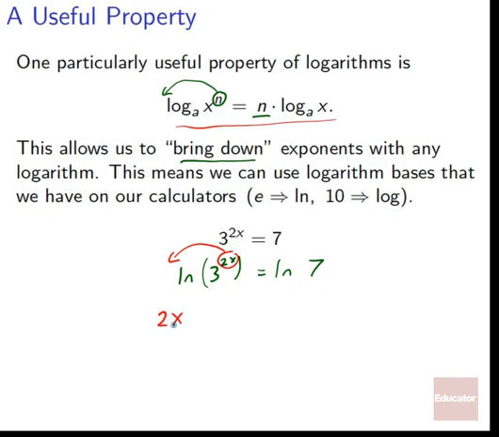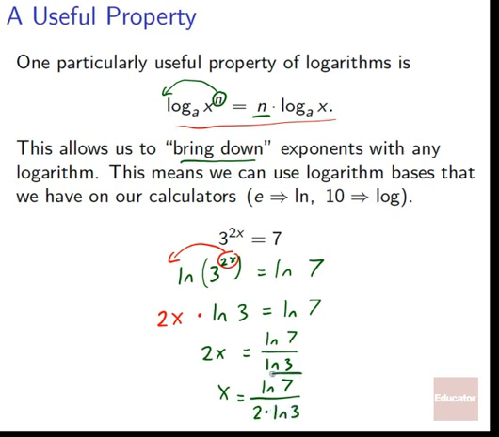So we've got 2x times natural log of 3 equals natural log of 7. So 2x equals natural log 7 over natural log 3, or x equals natural log of 7 divided by 2 times the natural log of 3, which is the exact same thing that we just had on the previous slide.